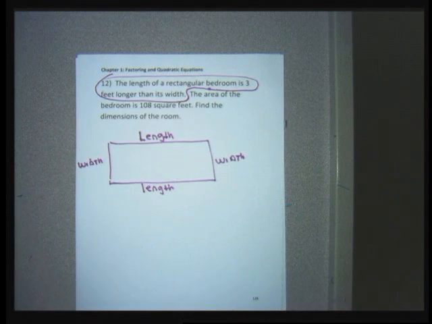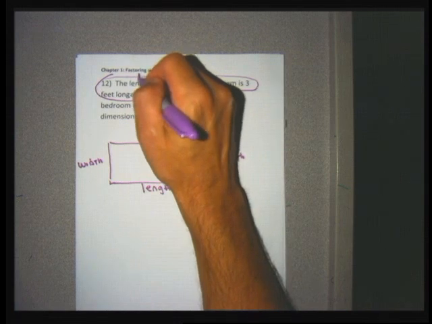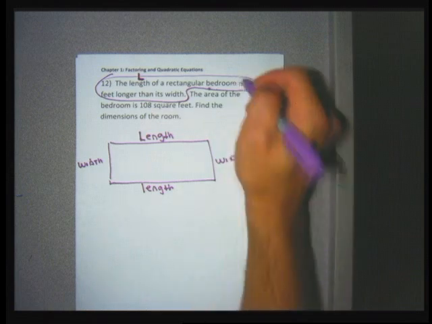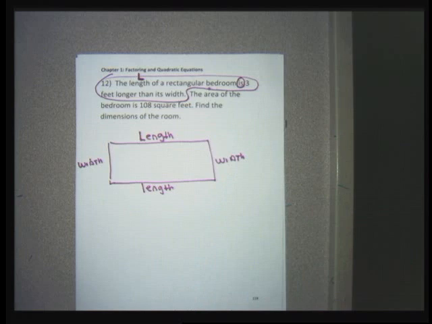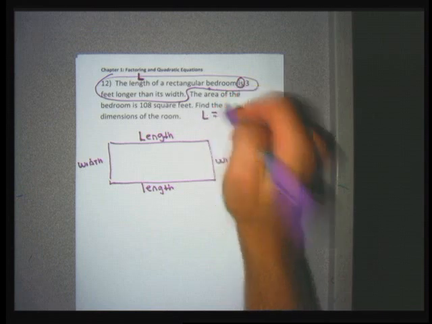So the first sentence has an "is," so I'm going to write an equal sign, and for length, which is written first, I'm going to write the letter L, and I see this lovely "is." So this whole left side of the first sentence, the length of a rectangular bedroom is, I'm going to change to this simple L equals. The rectangular bedroom I'm not going to incorporate into my equation at all.